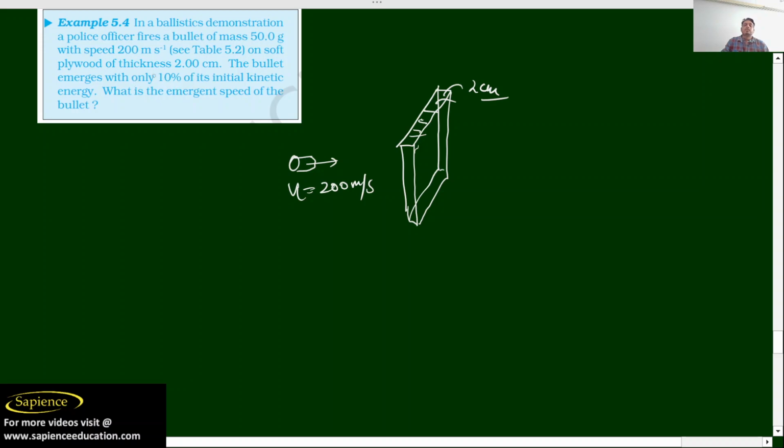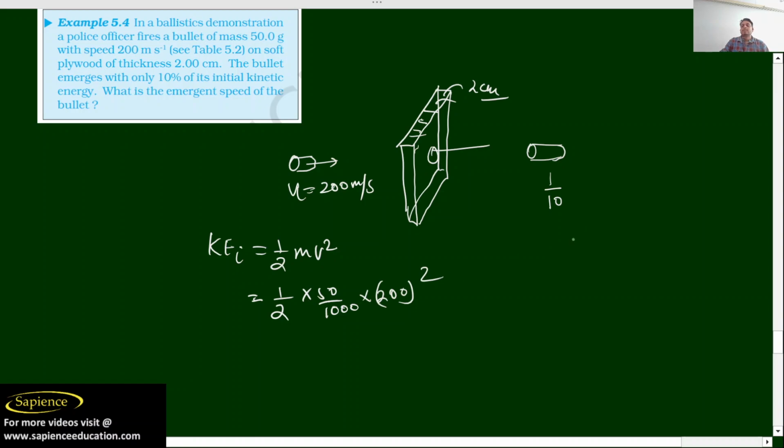The bullet emerged with only 10% of the initial kinetic energy. What is the emergent speed of the bullet? So the bullet just makes a hole and comes out, but its velocity changes, and it is 10% of the initial kinetic energy. Let us consider the initial kinetic energy is 1 by 2 mv square. So that is equal to 1 by 2 into the mass of the bullet, 50 gram, so I can write 50 by 1000, into velocity 200 square.